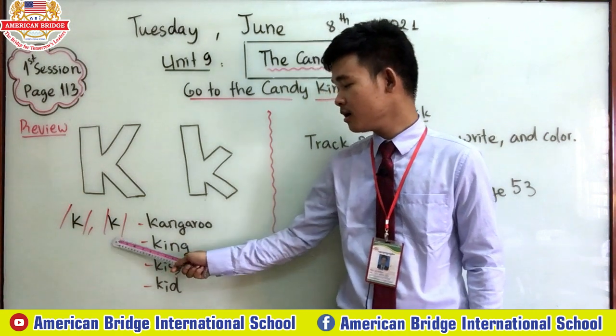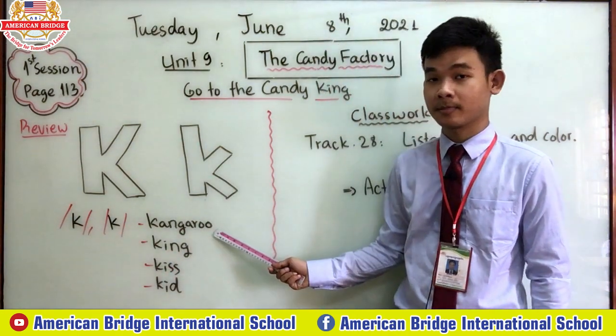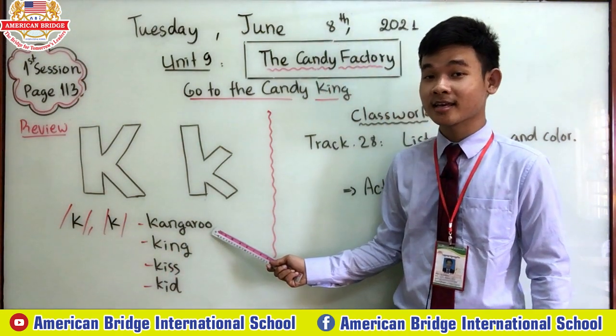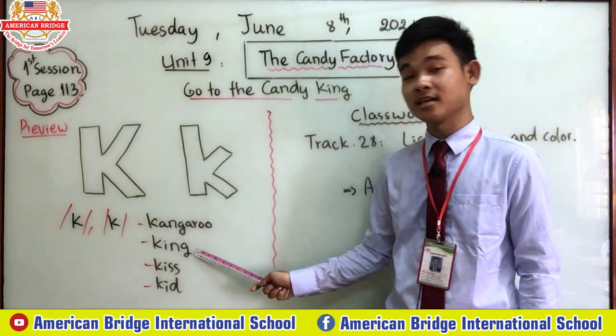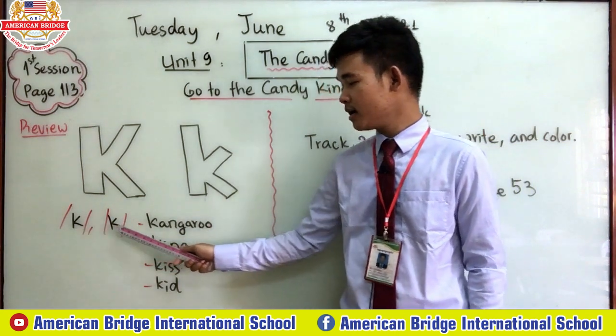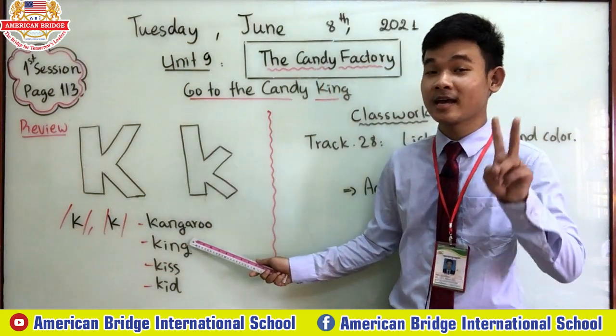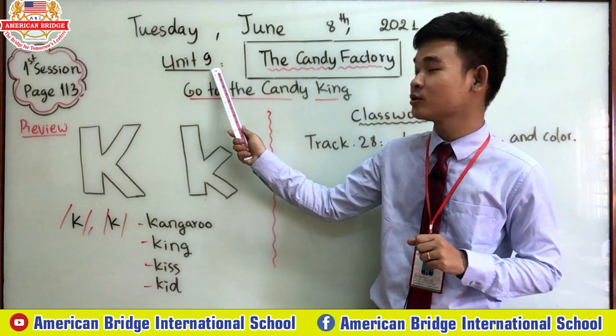K, kangaroo. K, kangaroo. Okay. K, king. K, king. Okay, so that's two words that we studied in Unit 9.